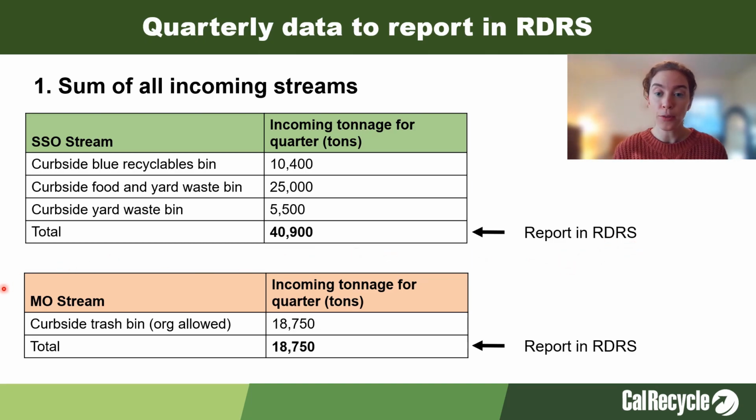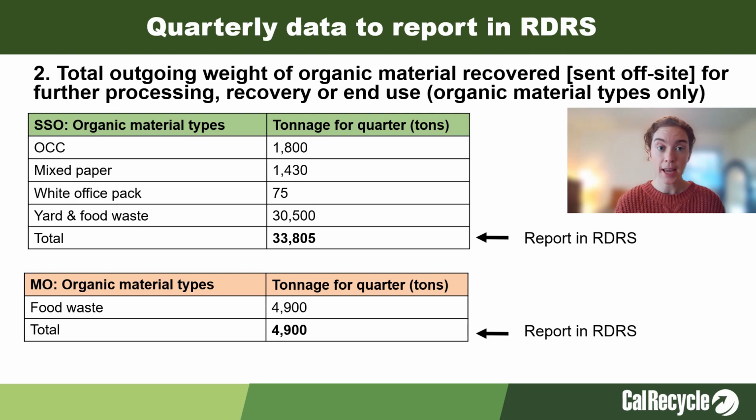And then for MO, there was only one incoming MO stream to Trash City, and that was that curbside trash bin where organics are allowed. They received 18,750 tons of that during the quarter. That's the number that's going to be reported in RDRS. So we have a couple more numbers we need to figure out for our quarterly data, so we're going to get to those next.